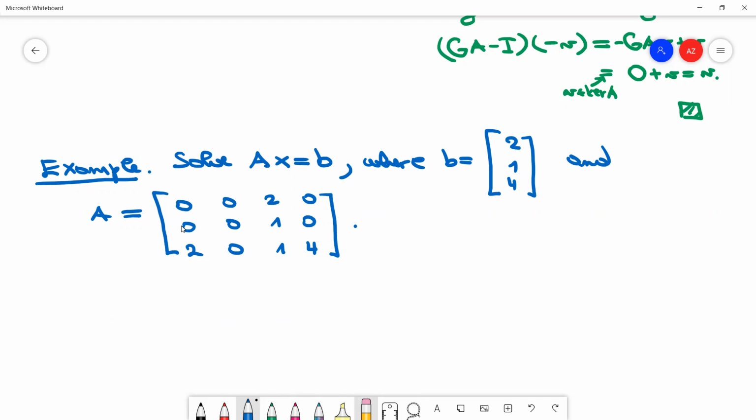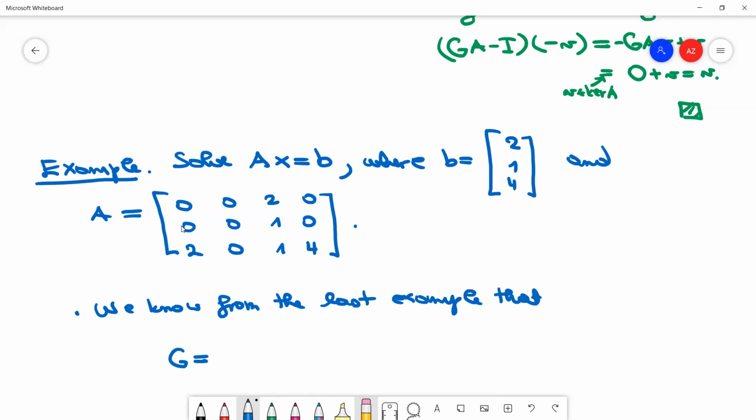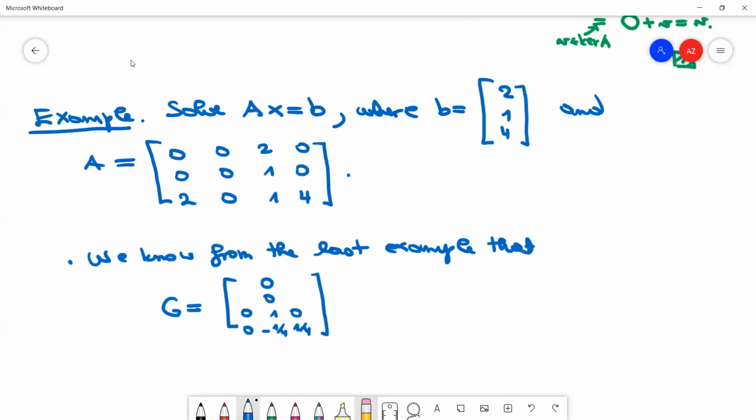So we know from before, from the last example, that G is equal to, so we had 2 rows of zeros, and then we had 0, 1, 0, and 0, minus 1 quarter, 1 quarter. Okay, let me write also those zeros so that it will be clearer. And then we calculate GB.